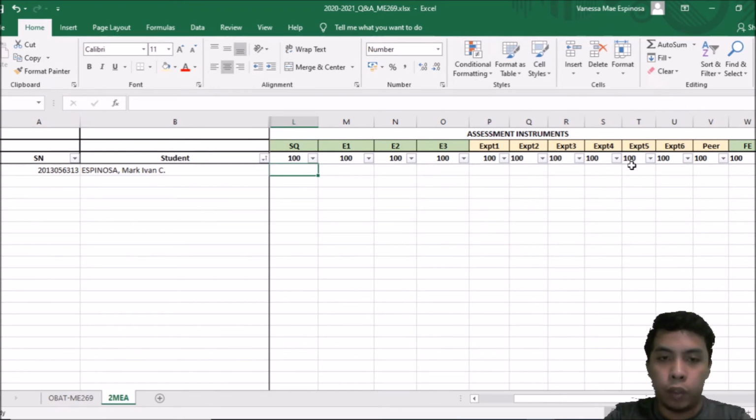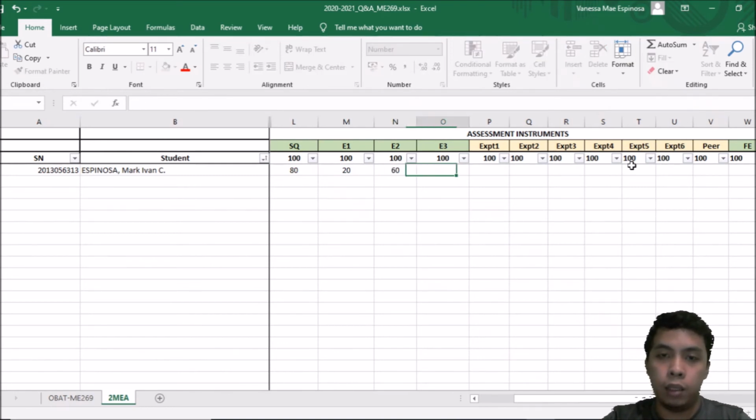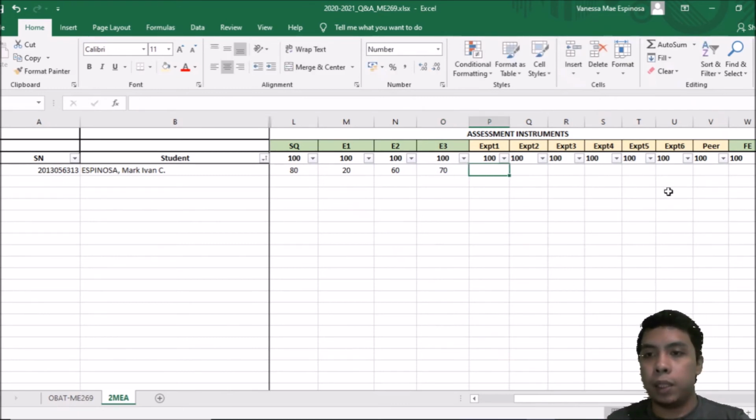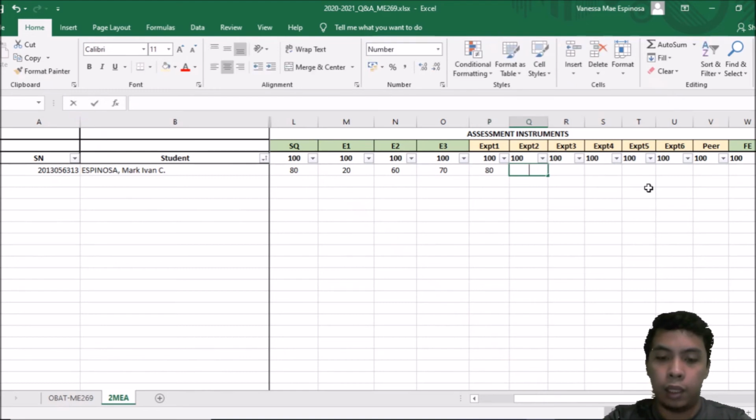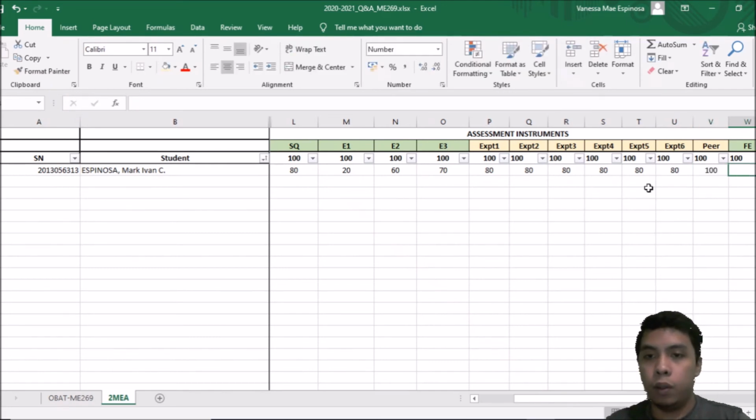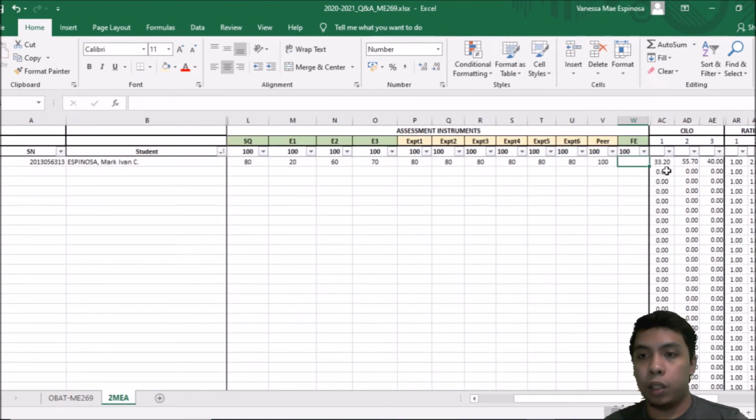So for our SQ, for example, pasado naman tayo, mataas, 80, no? For the quiz 1 naman or the exam 1, 20 lang ang grade natin out of 100. For E2, bagsak pa rin pero tumaas, 60. And E3 sa wakas pumasa na, no, 70. For experiments naman natin, pasado lahat, 80, 80, 80. Puro 80 ang grade mo sa lahat ng experiments from 1 to 6. Peer evaluations, sure pass yan malamang sa 100 natin. So without using the final exam, check natin kung ano yung equivalent grade nyo.